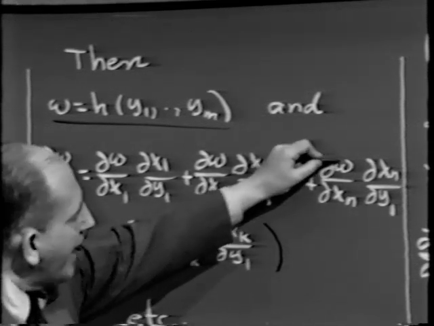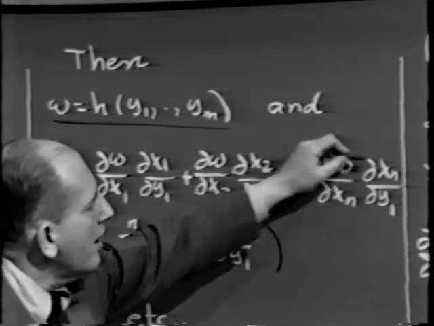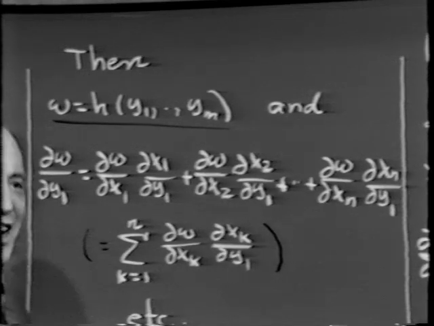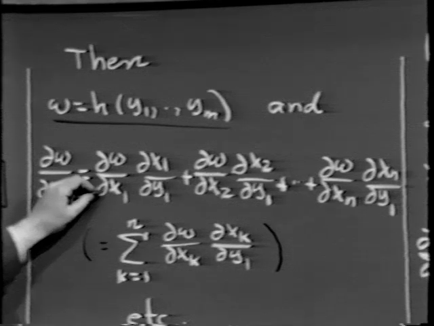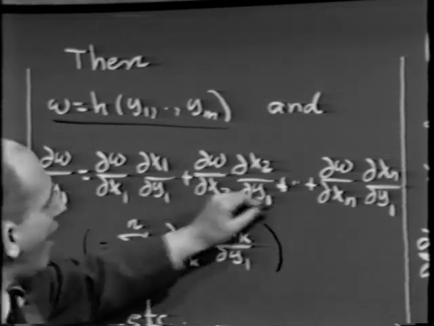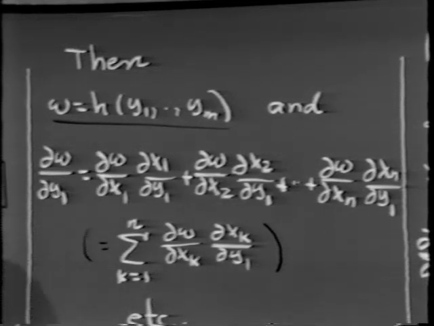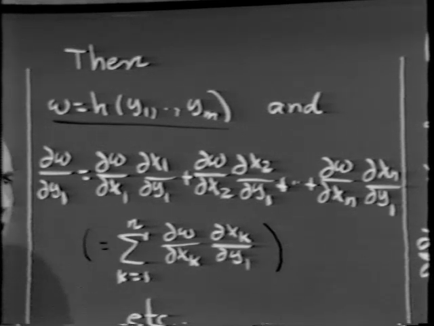Add on to that, finally, the change in w with respect to y sub 1 due to the change in x sub n alone. In other words, again, if you think of this in terms of cancellation, if you cross these things out, don't think of adding them, but think of them as giving you the individual components that tell you how the partial of w with respect to y1 is made up.